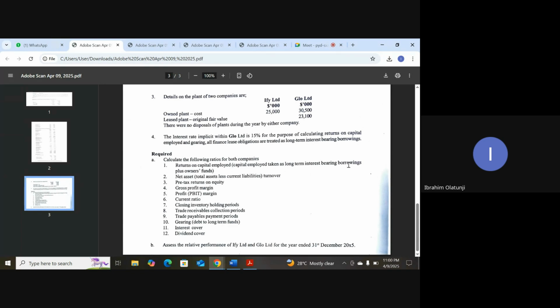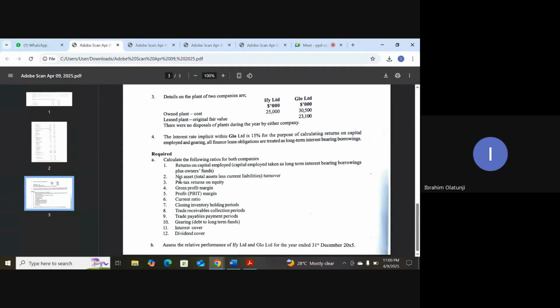Plus, you can see, long-term borrowing plus what? Owner's fund. That's what the examiner wants you to use to calculate your capital employed. Then the formula will now be what? Profit before interest and tax all over long-term borrowing plus owner's fund, then multiply by 100.